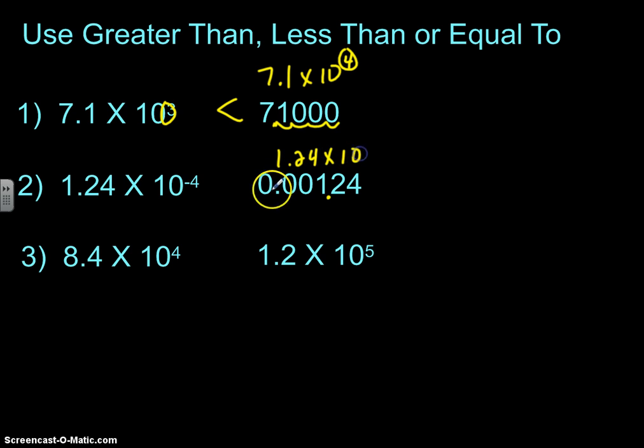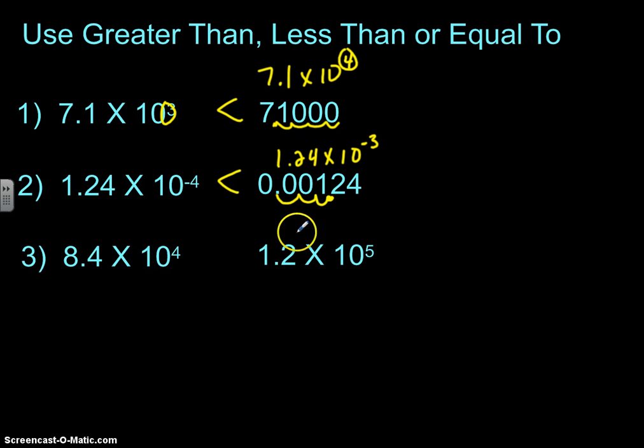1.24 times 10. Now move it 1, 2, 3. Now I'm moving it to the right. I'm making a small number big, so I need to make this small. So it's -3. Well, again, the biggest power is the biggest. -3 is bigger than -4. It doesn't matter what the first numbers are, the power always wins.